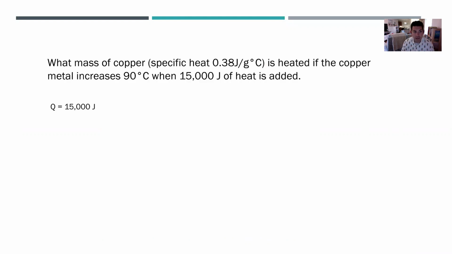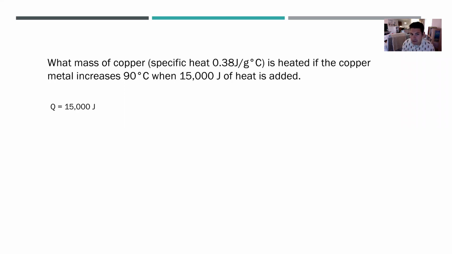All right, so we have a new question. What mass of copper, specific heat of copper is 0.38 joules per gram degrees Celsius, is heated if the copper metal increases 90 degrees C when 15,000 joules of heat is added?